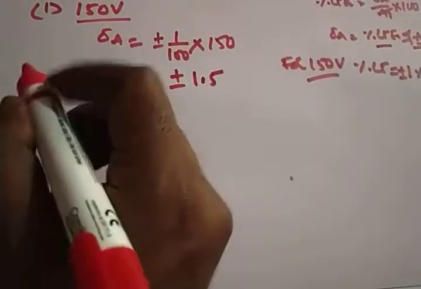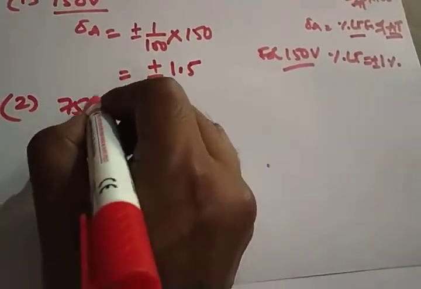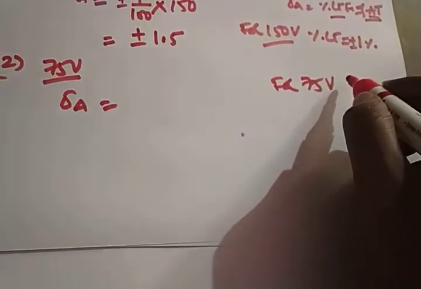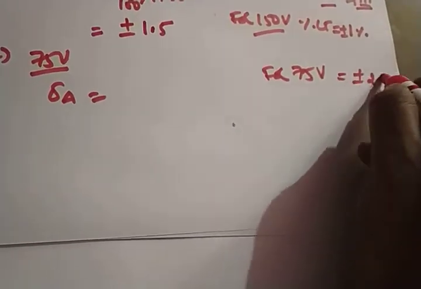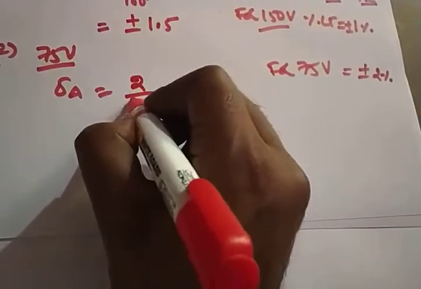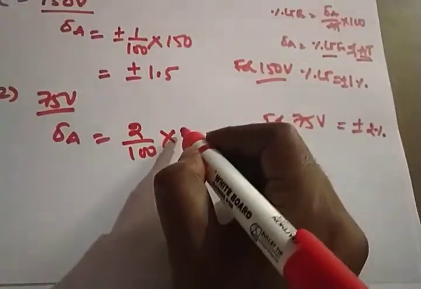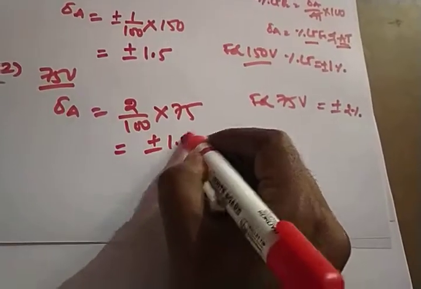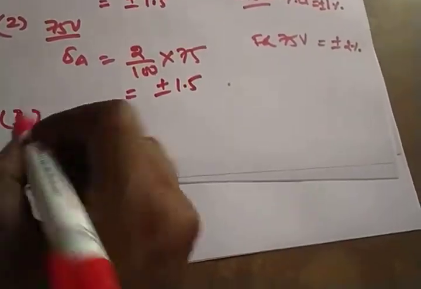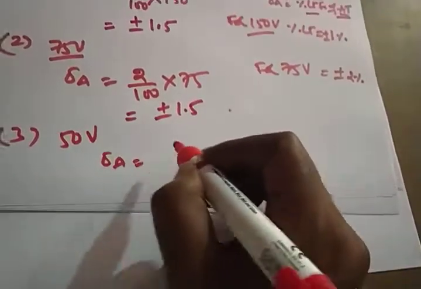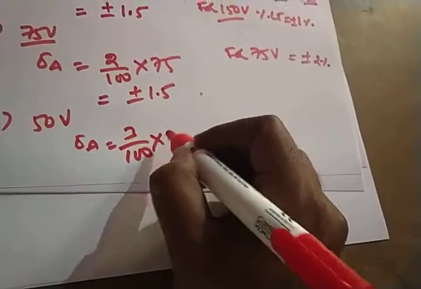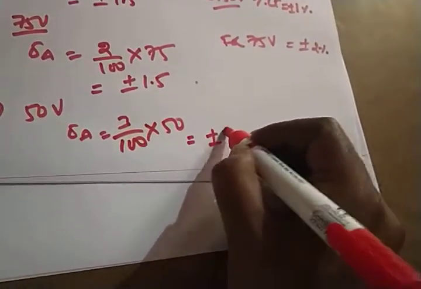Second one, for 75 volts. What is the absolute error? You know the percentage limiting error for 75 volts. We already calculated plus or minus 2%. Apply 2 by 100. What is the true value? 75. What is that value? Plus or minus 1.5. For 50 volts, what is the absolute error? The percentage limiting error is 3%, so 3 by 100 into 50. What is that value? Plus or minus 1.5.